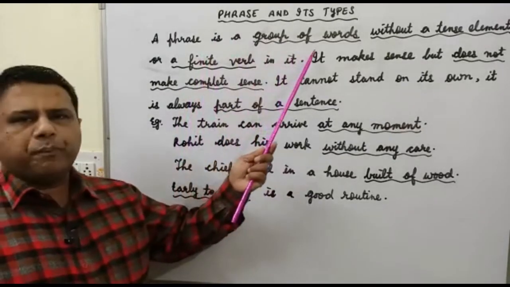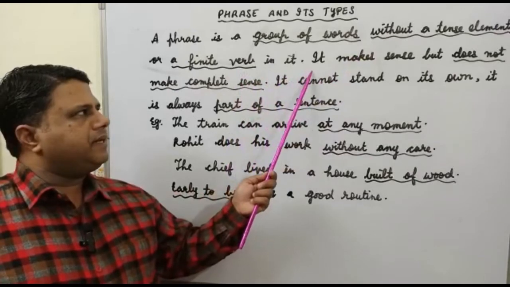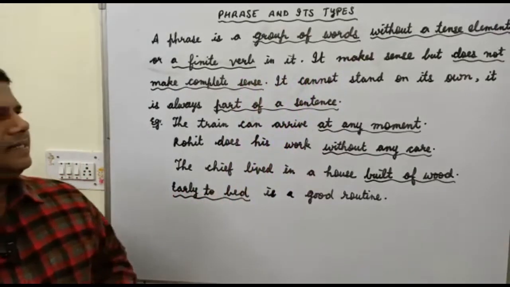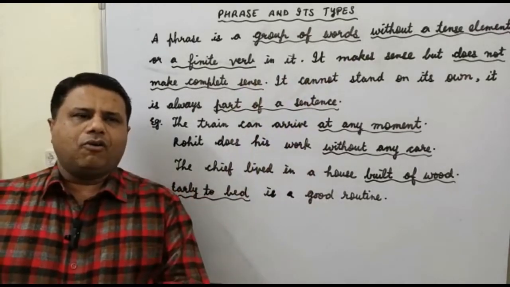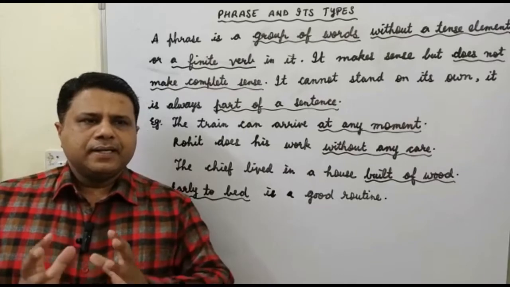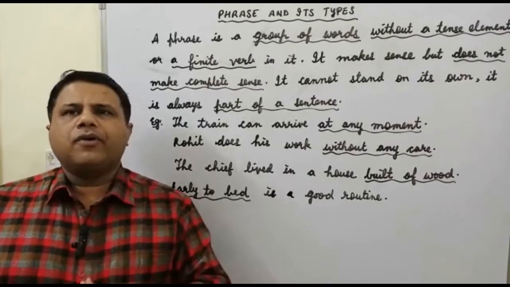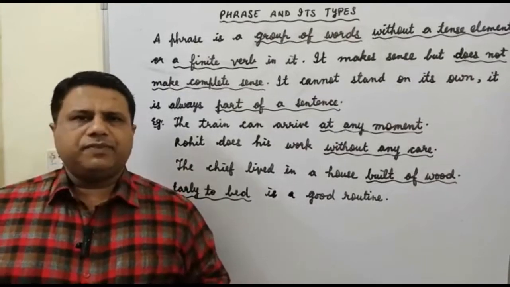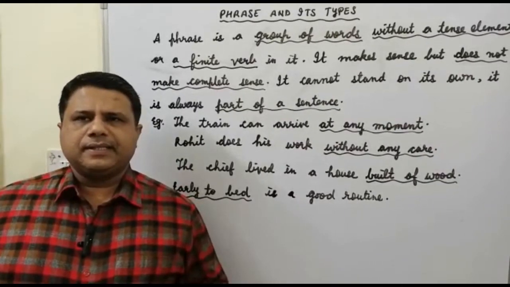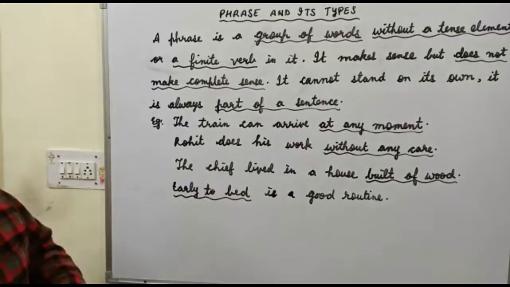A phrase is a group of words without a tense element or a finite verb in it. It makes sense but does not make complete sense. It cannot stand on its own. It is always a part of a sentence. So this is the definition of phrase on the basis of four aspects: group of words, without tense element, not complete meaning, and part of a sentence. Let's move on to the examples of a phrase.